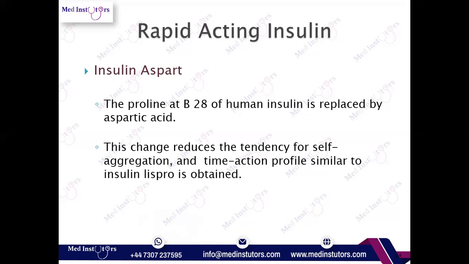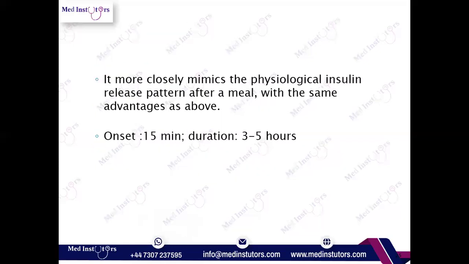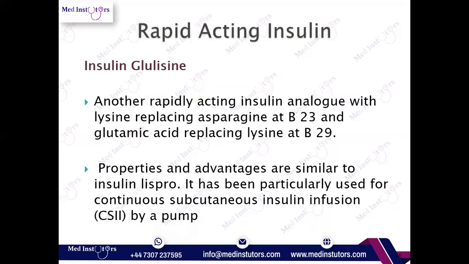Lispro, Aspart, Glulisin. These are the rapid-acting insulins. Here, in Aspart, the proline at B28 of human insulin is replaced by aspartic acid. This change reduces the tendency for self-aggregation, and the time action profile is similar to insulin Lispro. It more closely mimics the physiological insulin release pattern after a meal with the same advantages as insulin Lispro. Onset is 15 minutes and action is 3 to 5 hours.